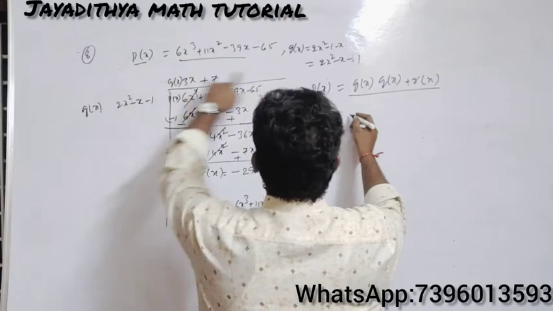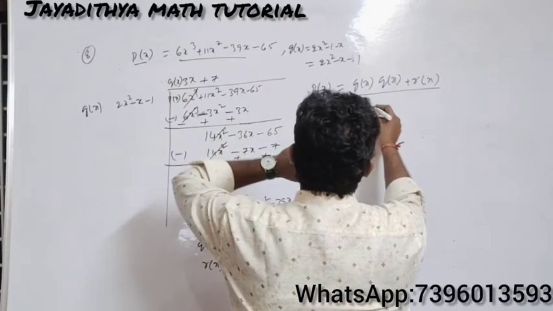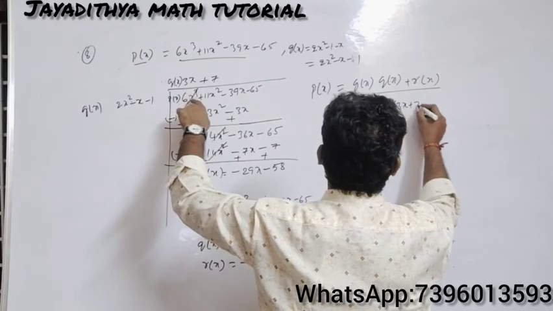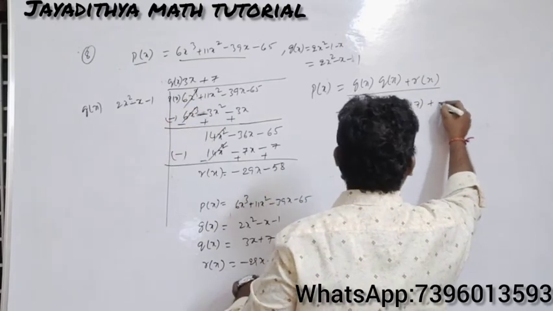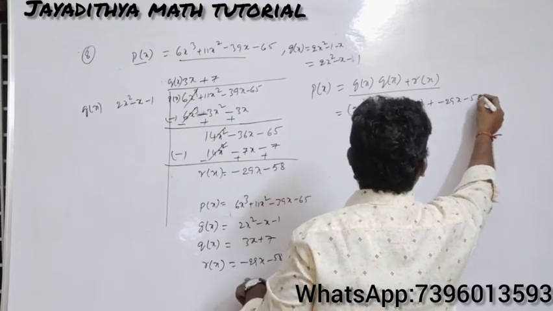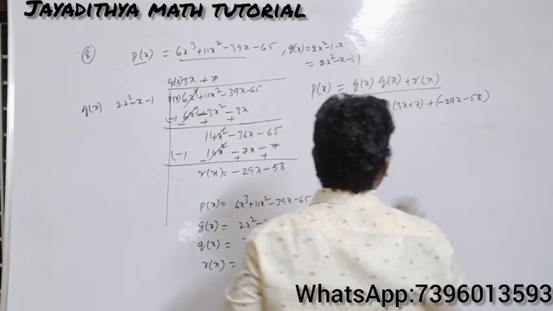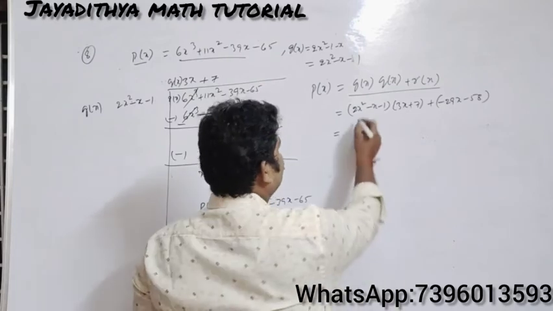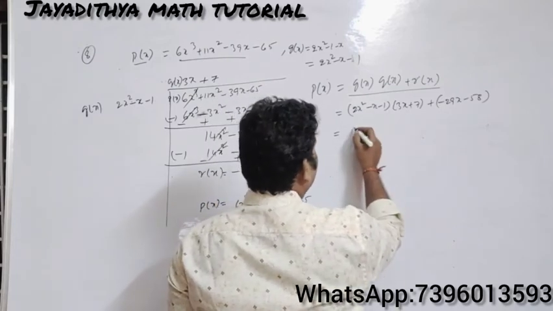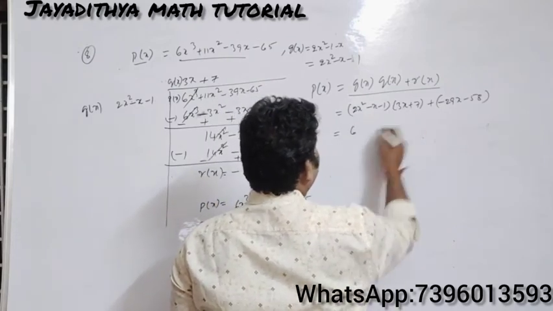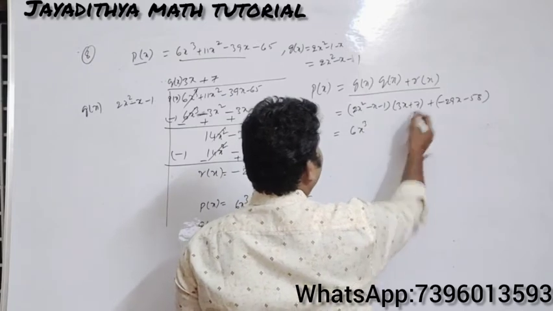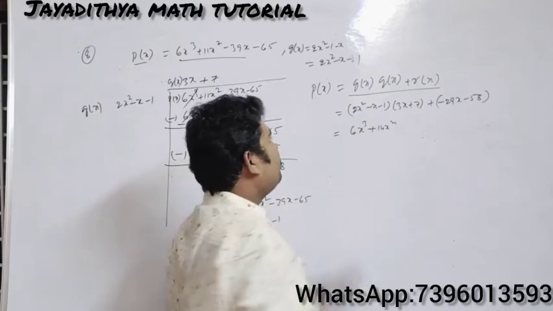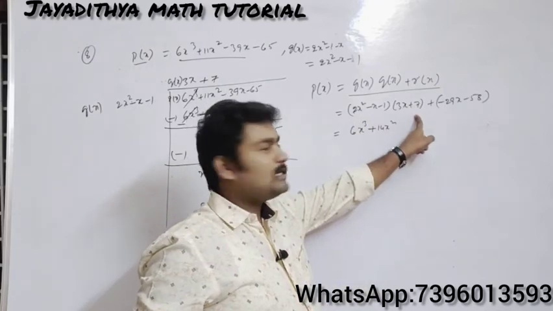So what is our g of x now? That is (2x² − x − 1) into q of x, which is (3x + 7), plus r of x, which is nothing but −29x − 58. So this equals, first you multiply this one: 2 threes are 6, x² into x is x³. 2x² into 7 is nothing but 14x². Now you come for −x. With the first term I have multiplied with both terms in the second term.